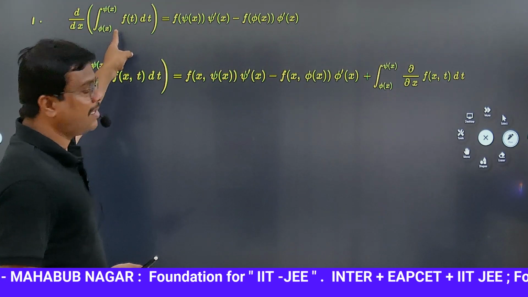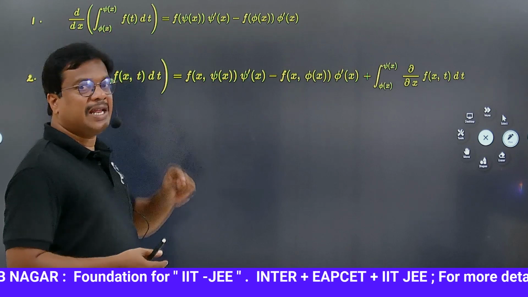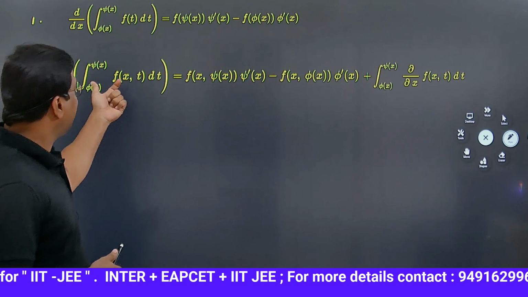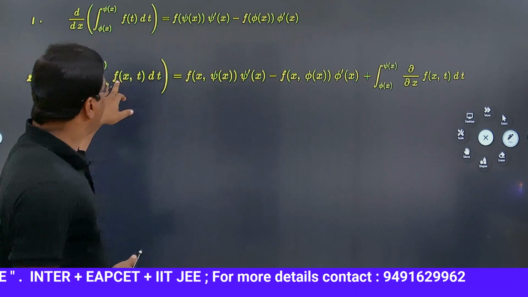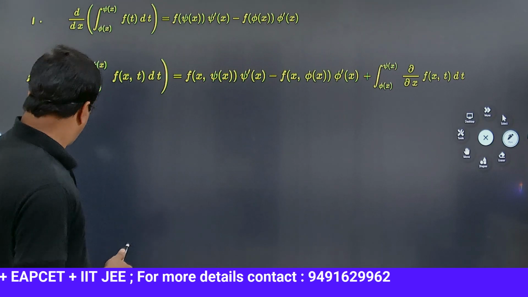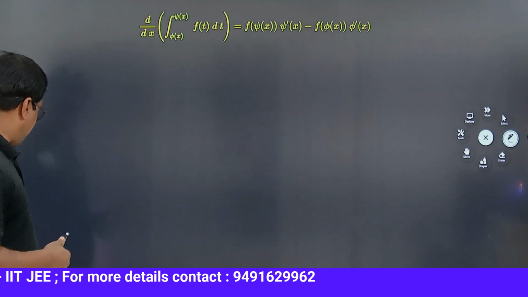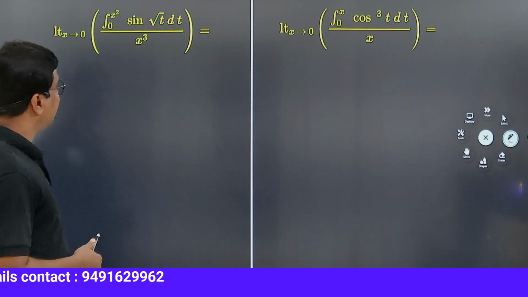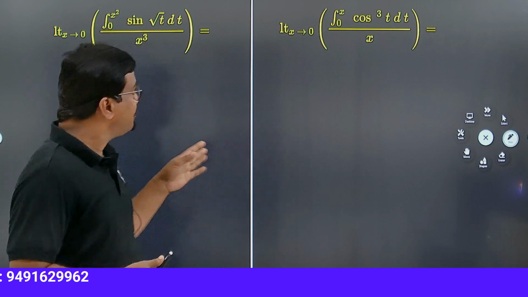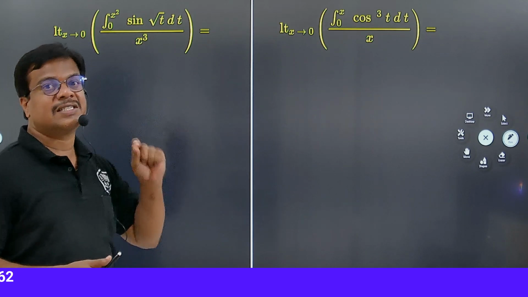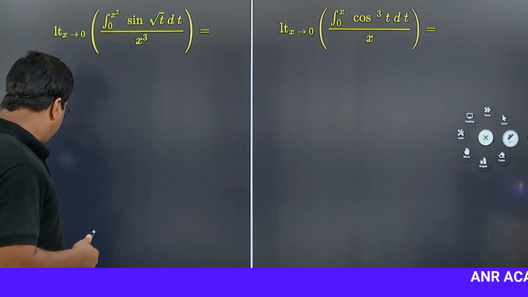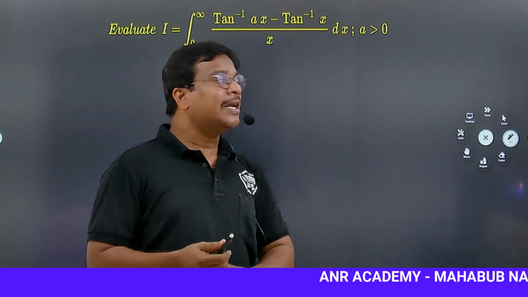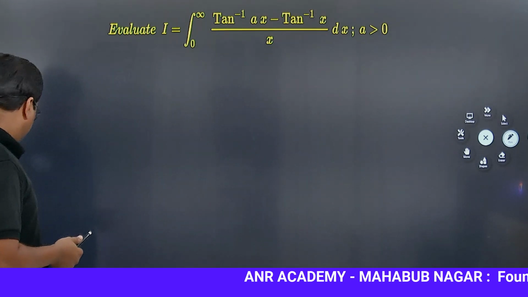here the integral function small f has a single variable t, and in the second result, the integral function capital F has two variables, x and t. First we will discuss the proof for the first one, then we go for the second one, and after that we will discuss the problems based on the first result, that is the function with a single variable, and then we will discuss one more question based on a function with two variables. Let us discuss today.